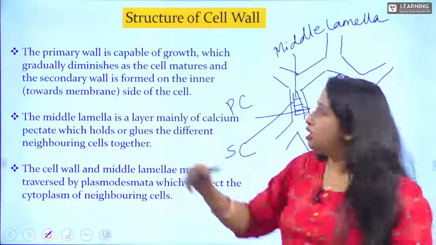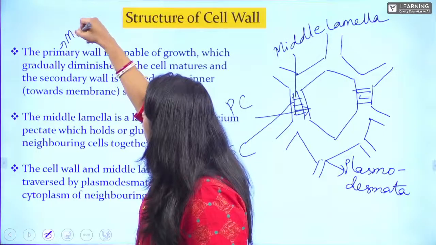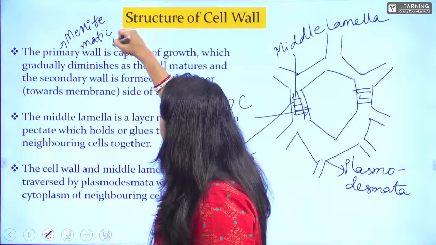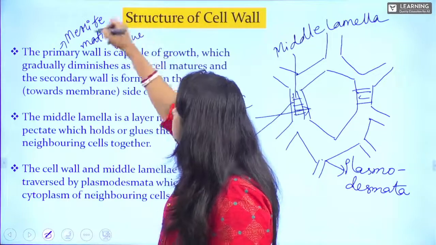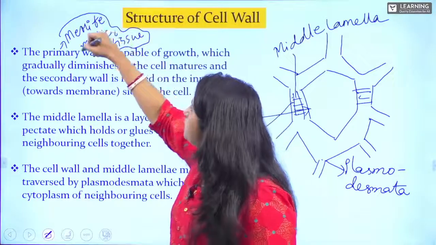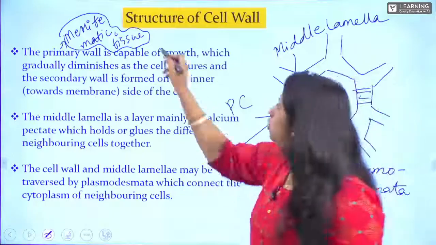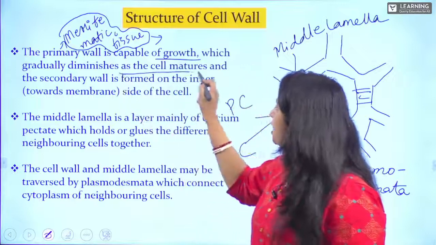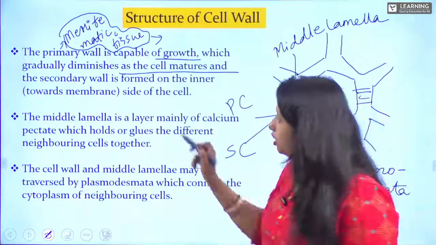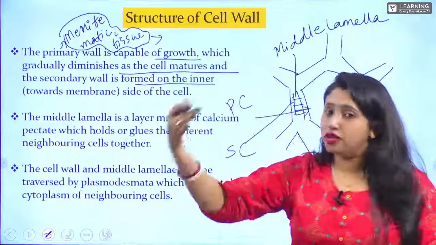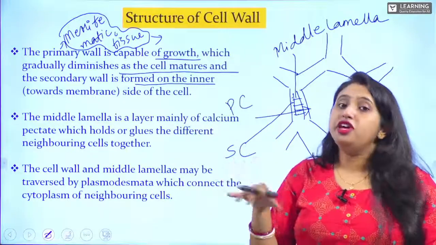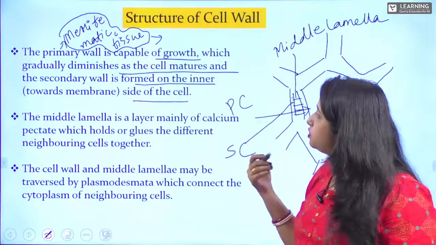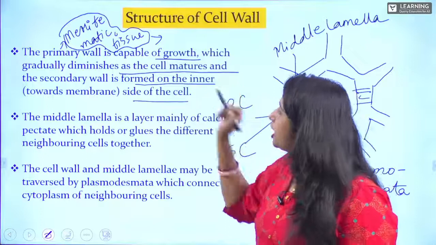So the primary cell wall, what does it consist of? It consists of meristematic tissue, okay? So this meristematic tissue helps in the growth and division. So it is capable of growth, which is gradually diminishing as the cell matures to the secondary wall, okay? So slowly, when the cell matures to the secondary wall, it will be reducing. The secondary cell wall is formed at the inner side of the cell.